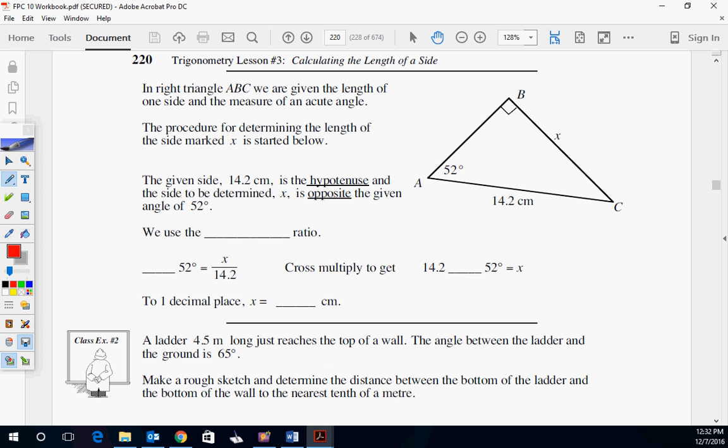All right, so in the right triangle ABC, we are given the length of one side and the measure of an acute angle. The procedure for determining the length of the side marked X is started below. The given side 14.2 is the hypotenuse. The side we're trying to get, X, is opposite the given angle. So this is what we're trying to figure out. What ratio are we using? This is opposite over hypotenuse. Which one's SOH? Sine.